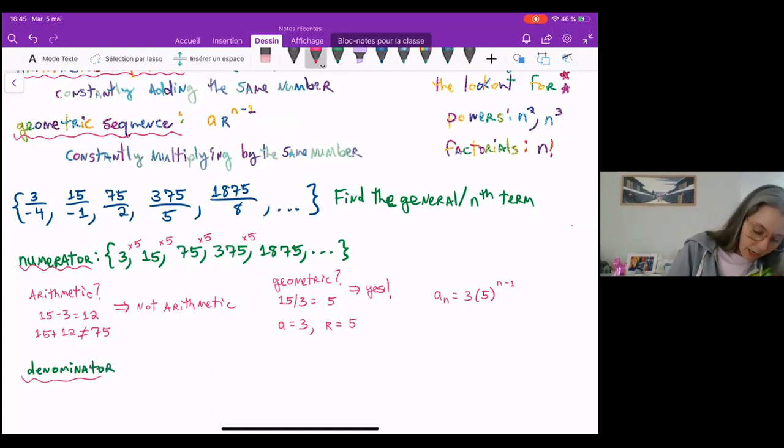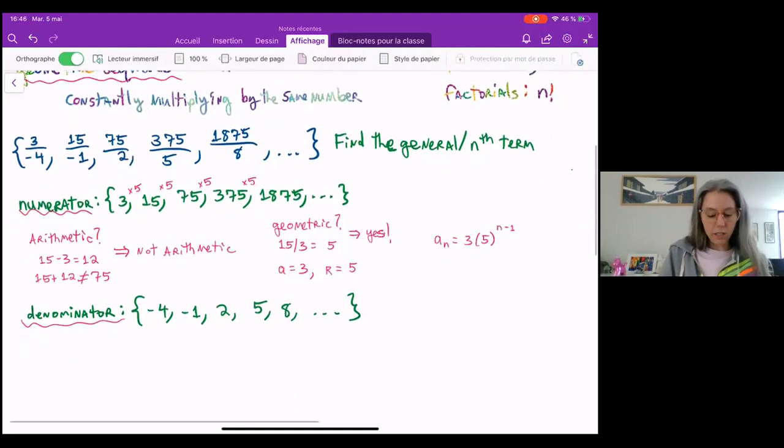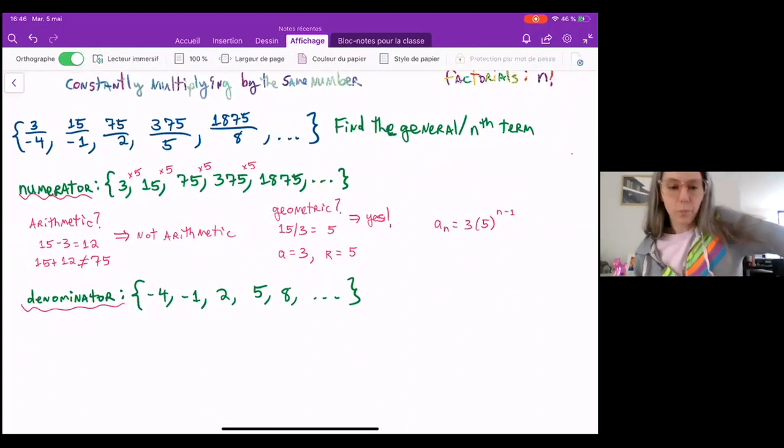So my denominator here, like I said, we are going to include the negatives here because that's where they were included when we started. My denominator is -4, -1, 2, 5, 8, and so on. Again, I'm going to start this the same way. Is it arithmetic? Is it geometric? So let's take a look.